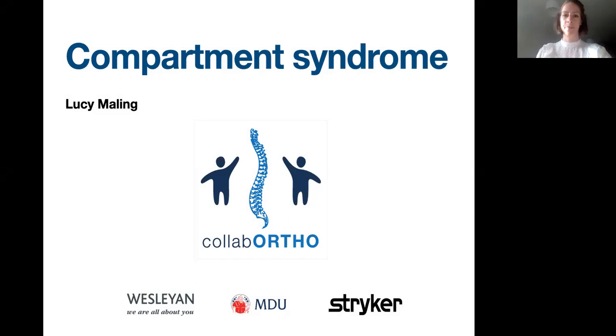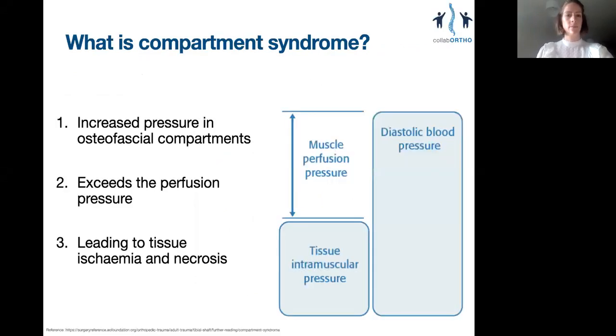Compartment syndrome. What is compartment syndrome? I define it in 3 parts. Number 1, increased pressure in the osteofascial compartments. 2, which exceeds the perfusion pressure. 3, and leads to tissue ischemia and necrosis.